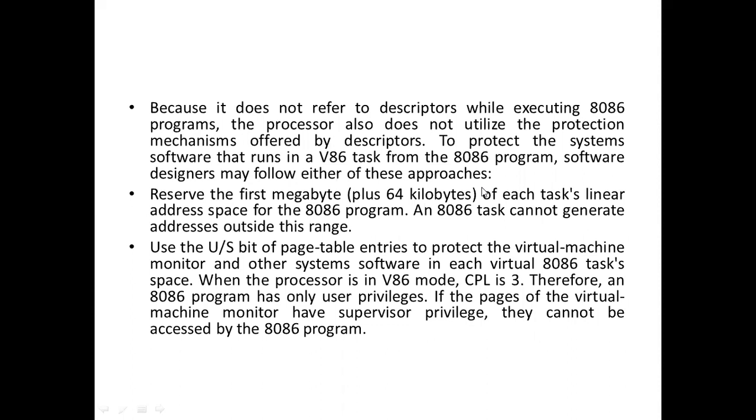So it will be having only user privileges. Okay, so it will be having the page of a virtual machine which will be monitoring these at the supervisor level. So it will not be giving access to 8086 functionalities. Right, so when it is in protected mode, it is able to get more functionalities as compared to the virtual environment, or virtual mode.